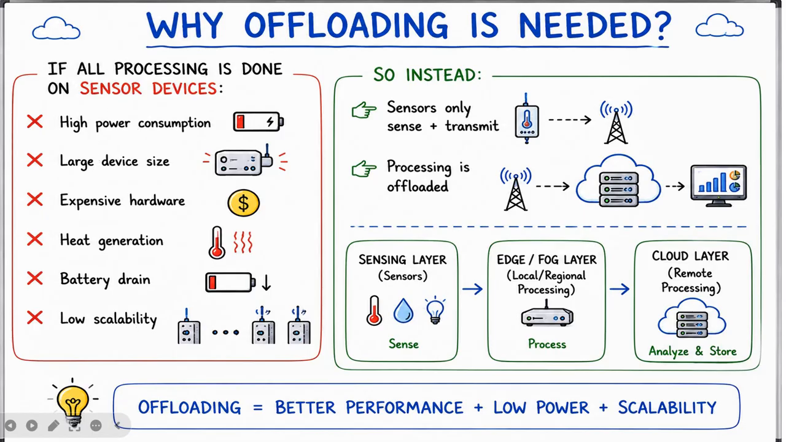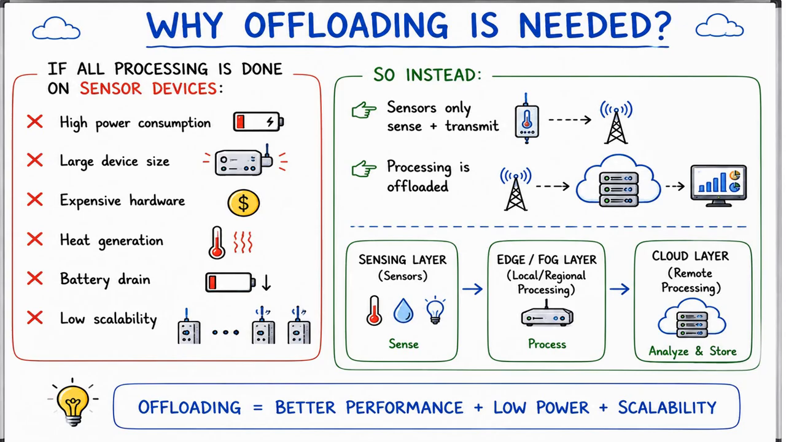First is the high power consumption. Heavy processing like image analysis or artificial intelligence requires continuous CPU usage. And the sensors are usually powered by small batteries, so high computation drains energy quickly. For example, you are using a smart camera for analyzing video continuously. Then it will consume much more power than one that just sends the data. And what will be the result? Frequent charging or battery replacement is needed.